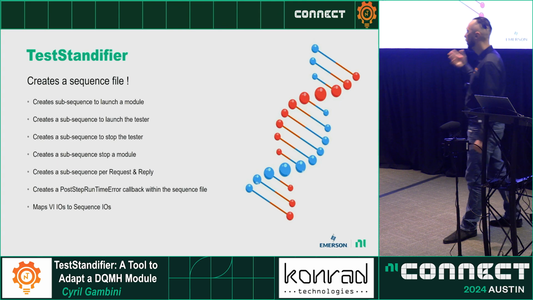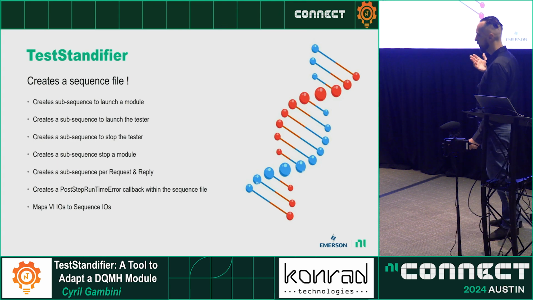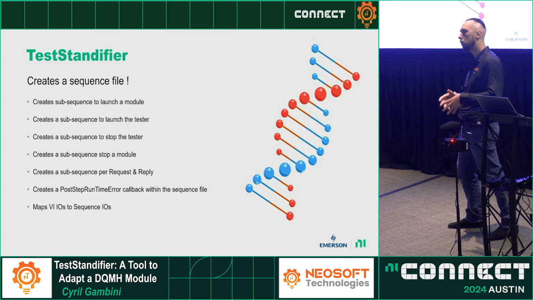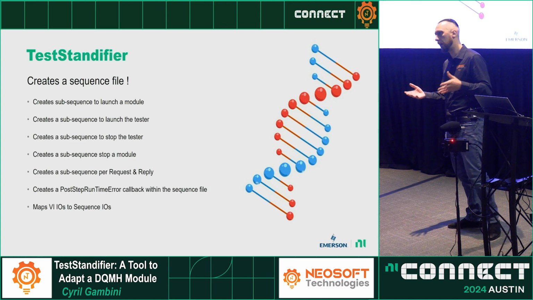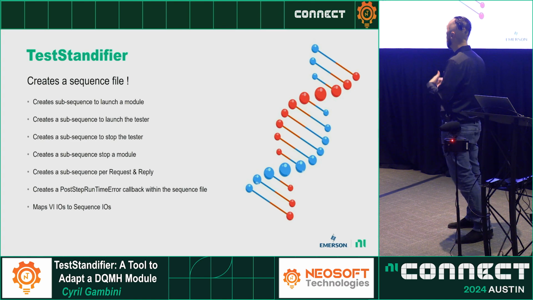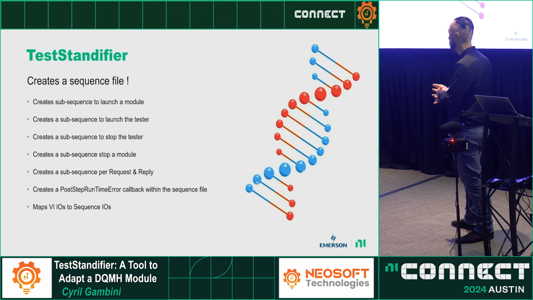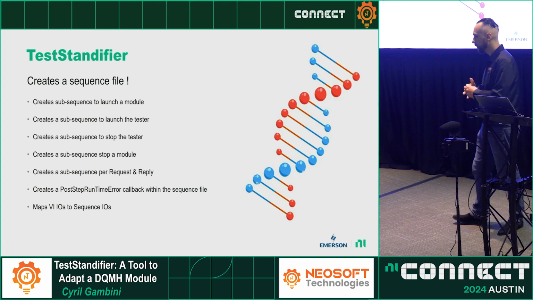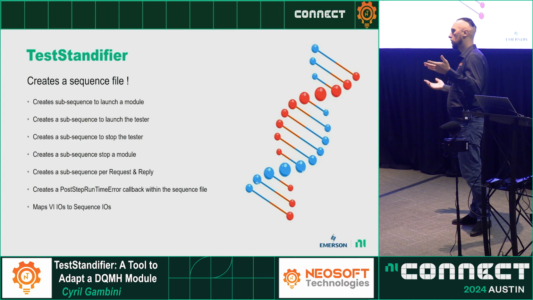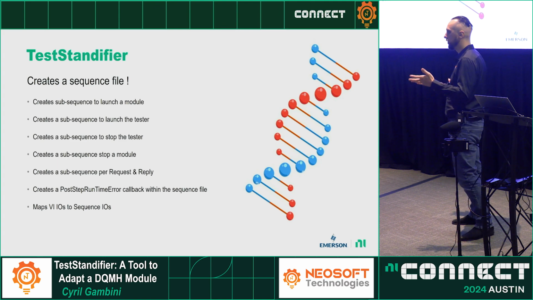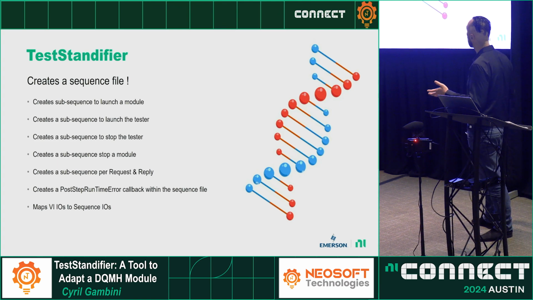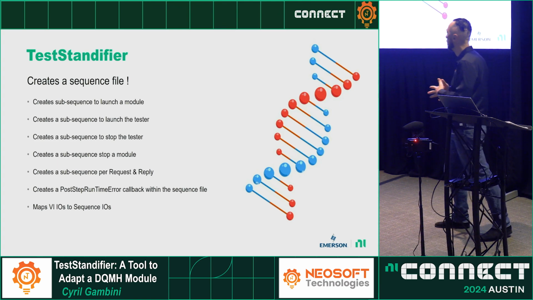So what I want from my sequence file is to have at least a placeholder where I can handle all the errors that a module might return to me. So we added specifically a post-step runtime error callback inside the sequence file. This way, you have a placeholder already in TestStand to handle all your errors. So no excuse not to do it. It's all done for free by the TestStandifier.